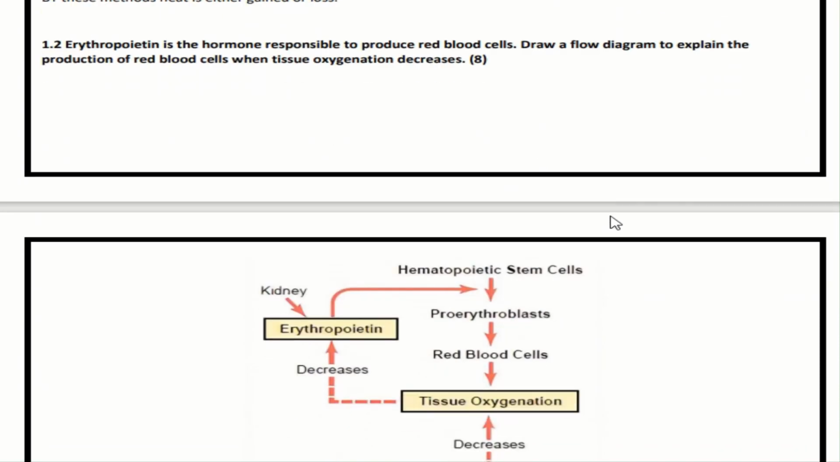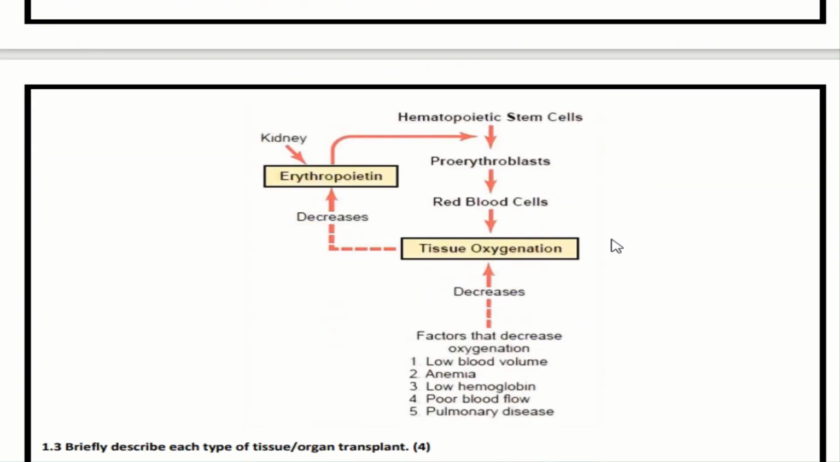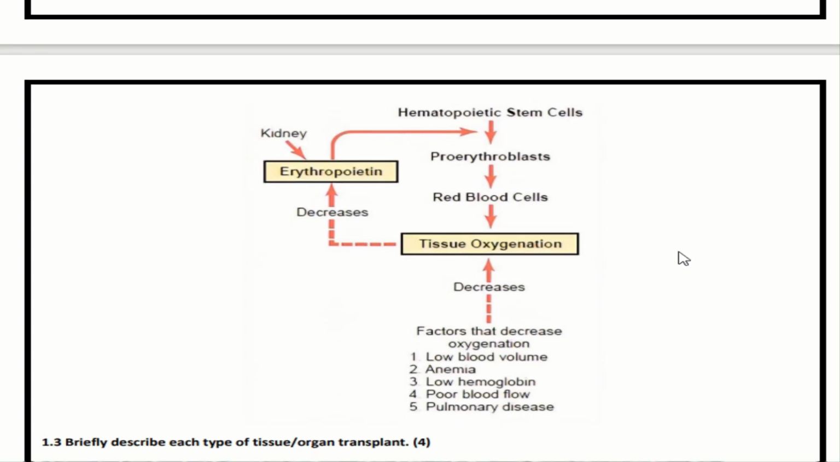Next, they tell you erythropoietin is the hormone responsible to produce red blood cells. They ask you to draw a flow diagram to explain the production of RBCs when tissue oxygenation decreases. So, here is the flow chart where hemopoietic stem cell give rise to pro-erythroblasts, then red blood cells, tissue oxygenation decreases, and erythropoietin is caused. Factors that decrease the oxygenation include the low blood volumes, anemia, low hemoglobin, poor blood flow, and pulmonary diseases.